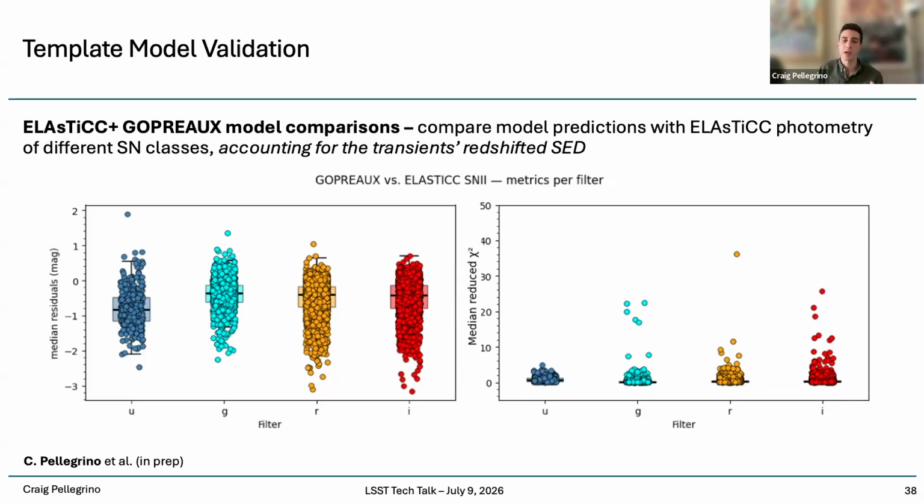And then the 95% confidence intervals, which are shown by sort of the whiskers on this box and whisker plot, extend all the way out to something like plus or minus 1 or 2 magnitudes in each filter. And the right shows the reduced chi-squared between our own models and the elastic measurements. The chi-square values aren't too bad, but some objects do show substantial deviations.